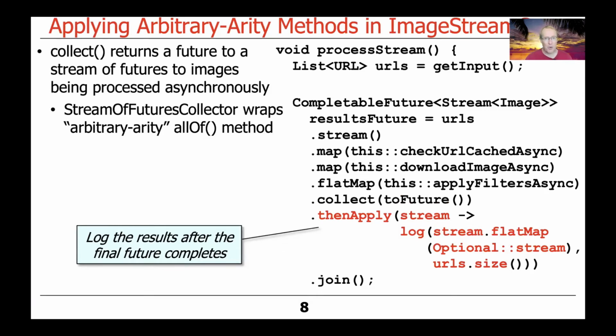What we get back, of course, is nothing different from what we've talked about before and what you've also seen in your assignment 3. You get back a completable future, and then we're going to use a completion stage method, in this case, thenApply, to wait until everything's done processing, and then we're going to go ahead and log the results.